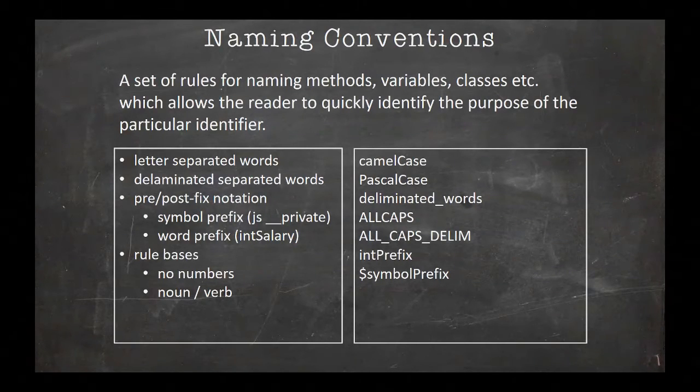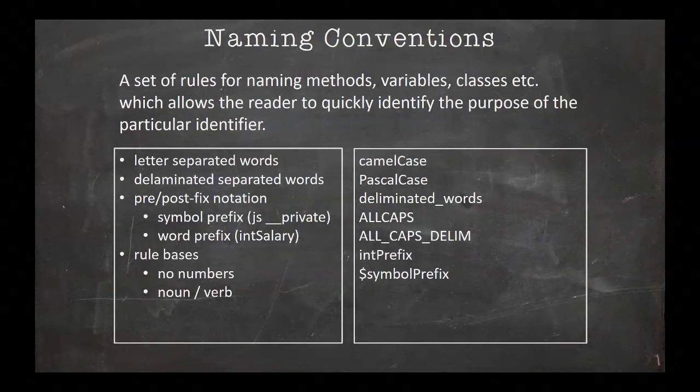This is very common in JavaScript, which doesn't have private variables or private members, so people will often put double underscores in front. That means this is not to be messed with, or this is a private member, so it may change. Do not rely upon its performance. With a word prefix, you can write int salary to let you know it's a salary, or float salary, or string salary, or something like that.